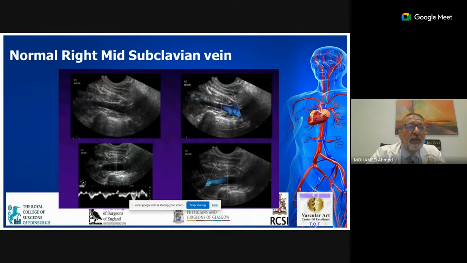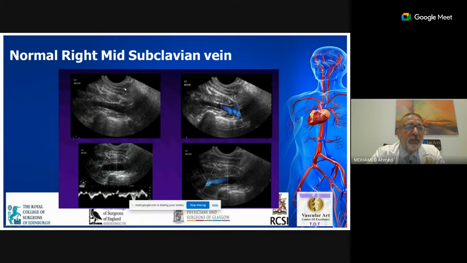Now, this is a normal right mid-subclavian vein. The subclavian vein runs under the clavicle. The part under the clavicle, you can't do compression. But the part below the clavicle, you can do a bit of compression. Above the clavicle, you cannot do compression. So this is the mid part, which is below the clavicle.